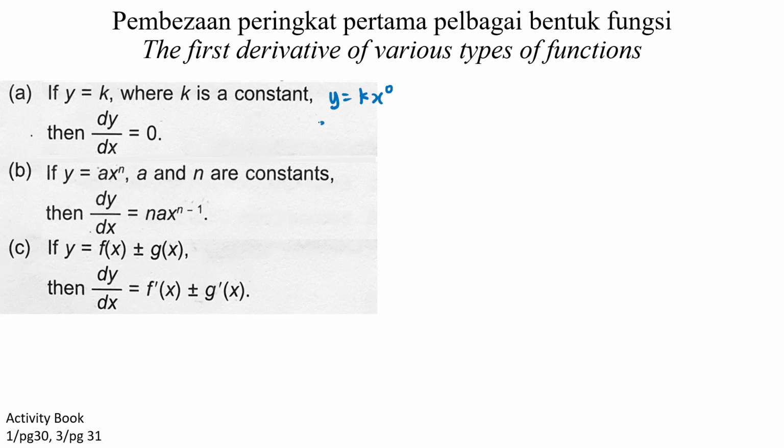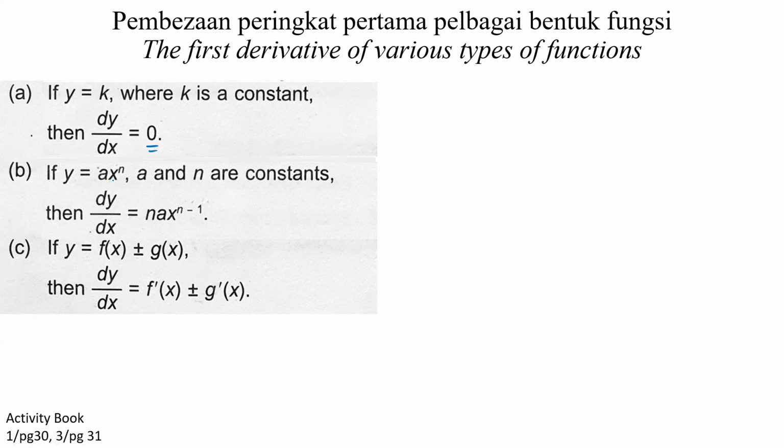Right? So dy dx will be, I got to bring down the power of 0 to be multiplied with the k in front. So 0 times k x to the power of 0 minus 1. So I have 0 times k x to the power of negative 1. But regardless of what you have here, 0 times anything, you get 0. Understand? So that is why you get your dy dx equals to 0. Can? So in short, there is no x for you to differentiate, therefore you got 0 when you come to constant.